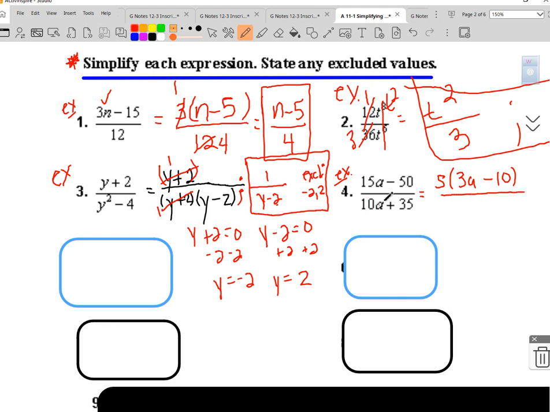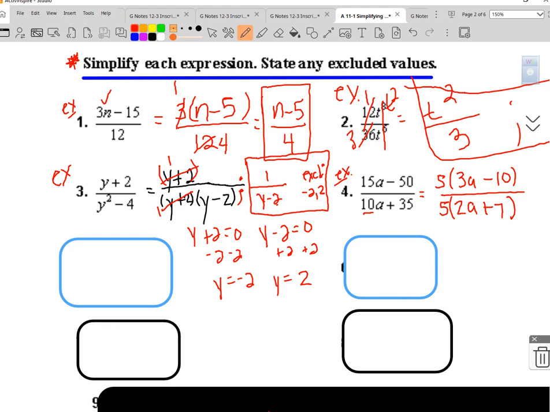Now this is a binomial plus a constant. We can never factor that into two binomials. What's the biggest common factor here? What is 10 and 35? 5 is the biggest one. So 5 times 2a plus 7, since 5 times 7 is 35. So this is step 1. Step 2. What's step 3?